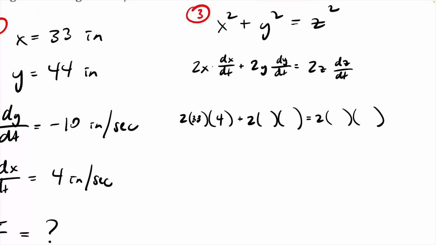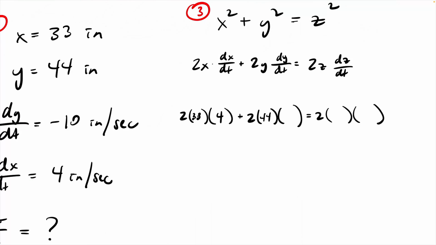What is y? 44. What is dy/dt? Negative 10, good. Last 2. What is z? 22? Oh, wait, we don't know. We don't know. What is dz/dt? We don't know.